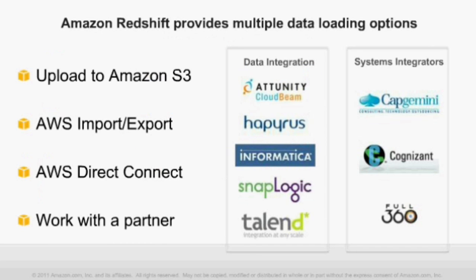And so we provide a lot of loading options: upload to S3, do an import-export where you ship hard drives to us, or do Direct Connect, which is a 1 gig or 10 gig private fiber pipe to the cloud. And you can do those in increments, so you can truncate those and be able to do even larger scales. And then you can work with partners, data integration or system integrators that you see here on the slide, that have optimized for being able to move lots of data into the cloud and import it into Redshift.